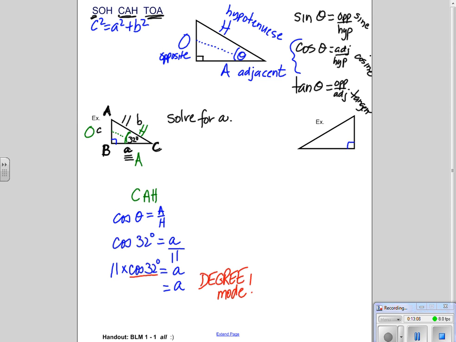So let's type it in together, 11 times cos 32, and make sure we get the same answer. I got 9.32 as my value for little a, and that is reasonable. 9.32 is a little bit smaller than 11, but certainly approximate, so that would be a good answer. Let's try the second example.